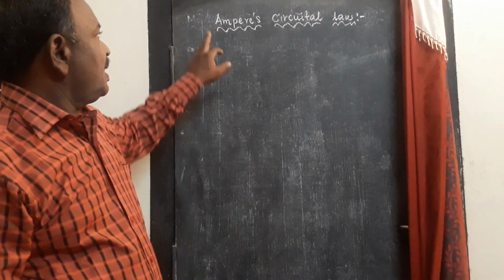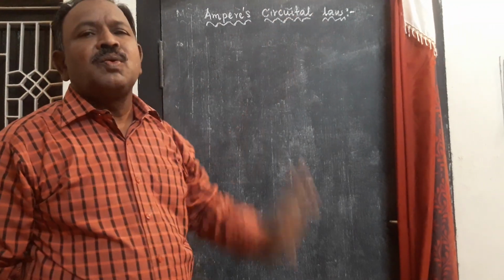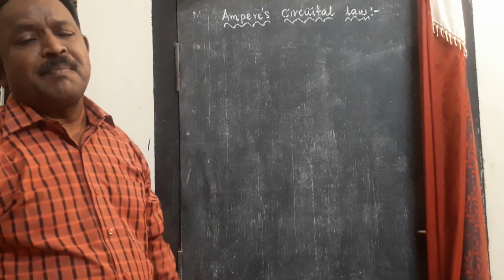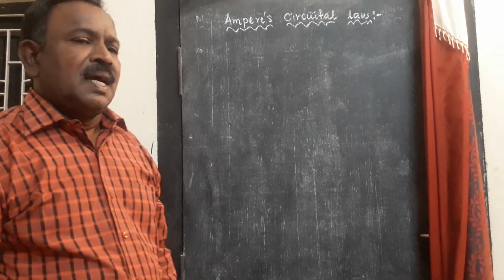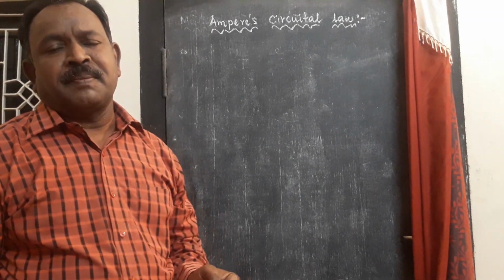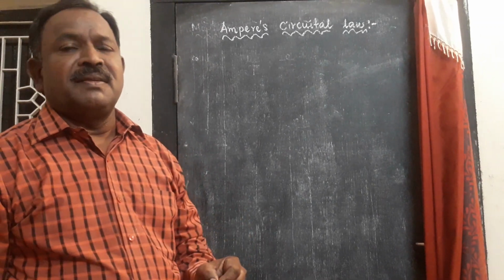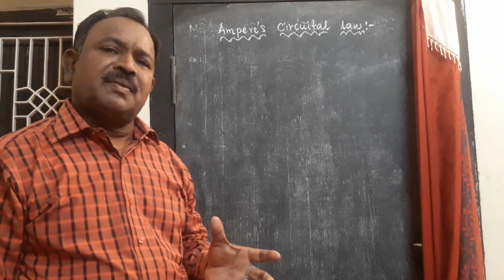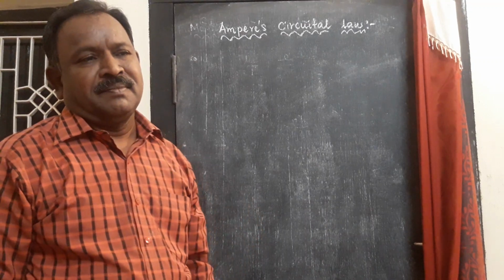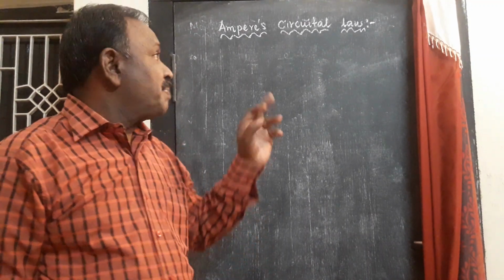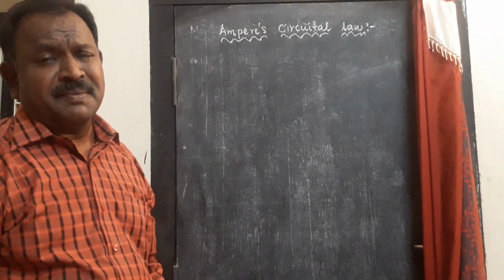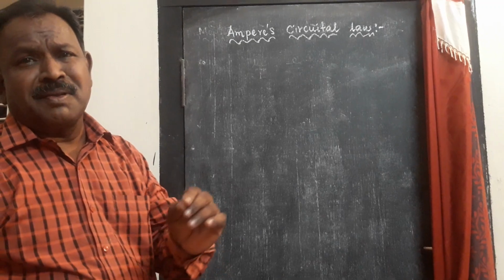Today we are going to see Ampere circuital law. So, what is the use of Ampere circuital law? Ampere circuital law is used to find magnetic field at a point when there is symmetry in the problem.